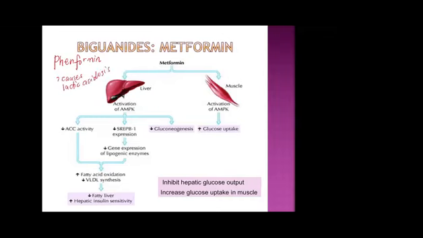Actually, metformin also causes lactic acidosis, but it was observed kay fenformin na mas matindi o mas severe ang effect na lactic acidosis. That's why it was withdrawn from the market.